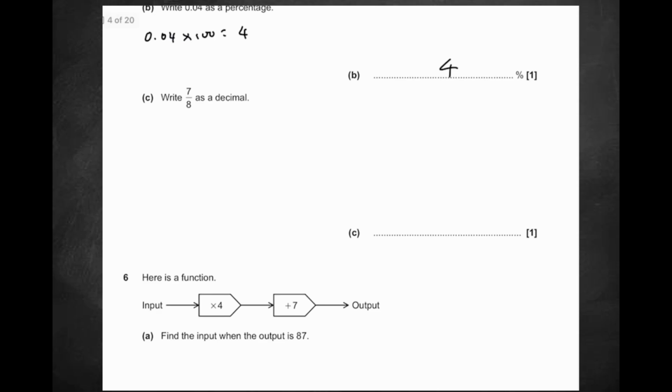Part C. Write 7/8 as a decimal. So for this one, all we need to do is type in 7/8 on our calculator, 7 divided by 8, and we get 0.875.